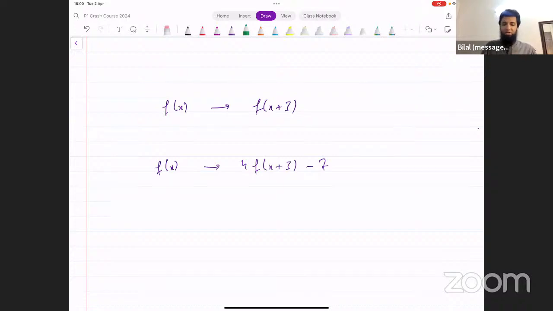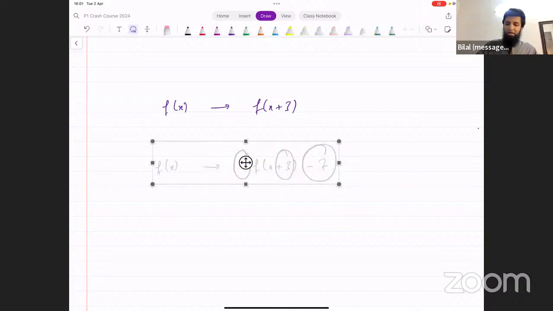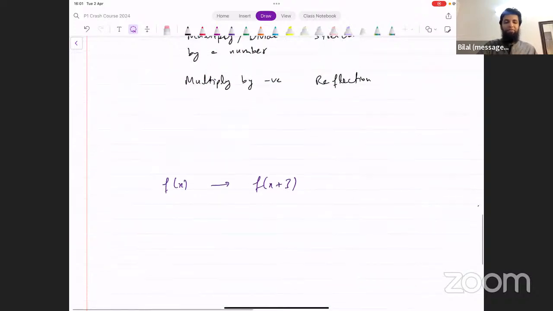We have three transformations. We have a vertical stretch. We have a vertical translation. We have a horizontal translation. How do we decide what to do first, what to do second, what to do third? The order of transformations. That's what we want to discuss tomorrow, along with practice questions from past papers. And then we'll be done with this topic.